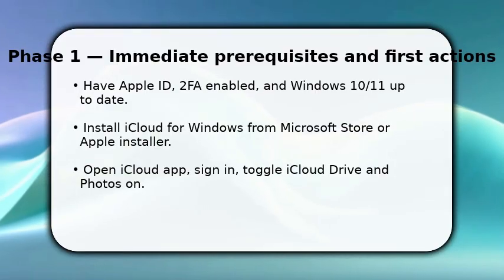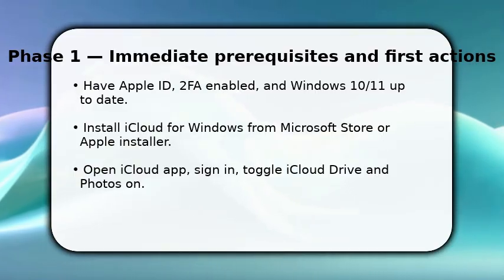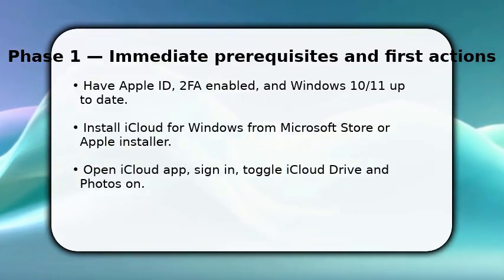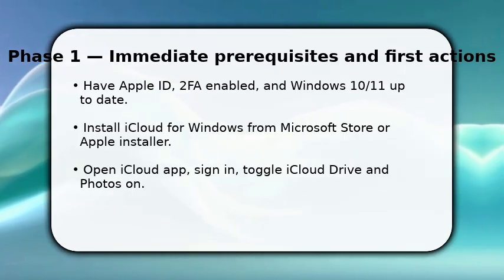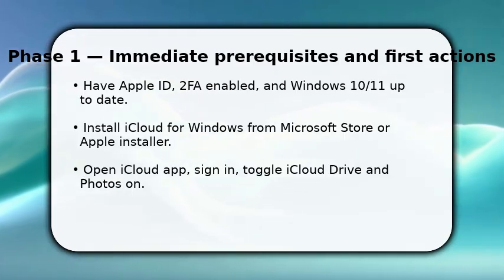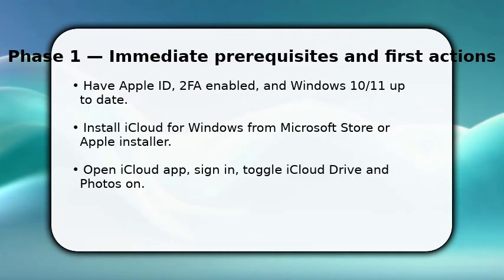You begin with essentials. Make sure you have a working Apple ID with two-factor authentication and Windows 10 or 11 updated. Once ready, install iCloud for Windows from the Microsoft Store or Apple's installer because the store version auto-updates. After installation, open the iCloud app and sign in.